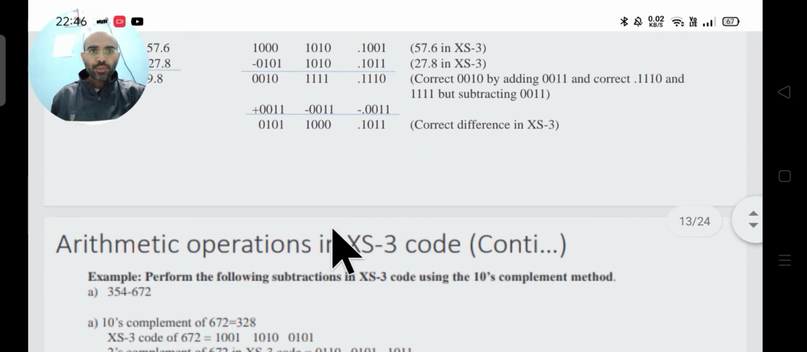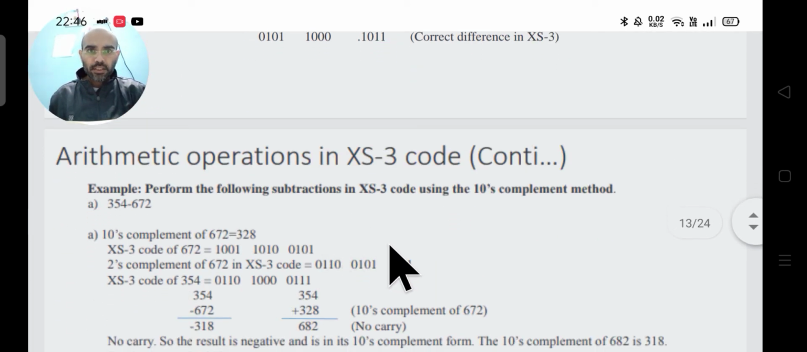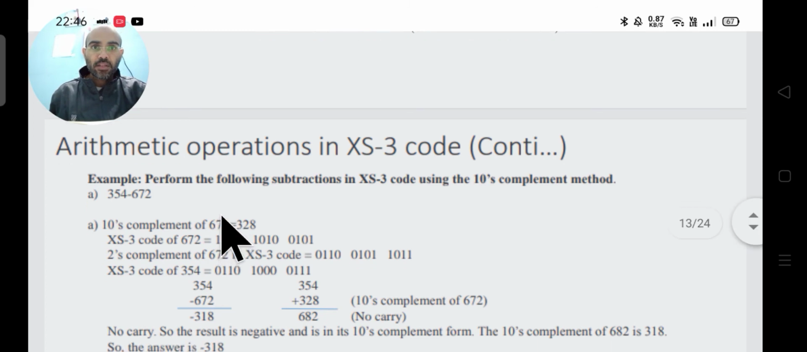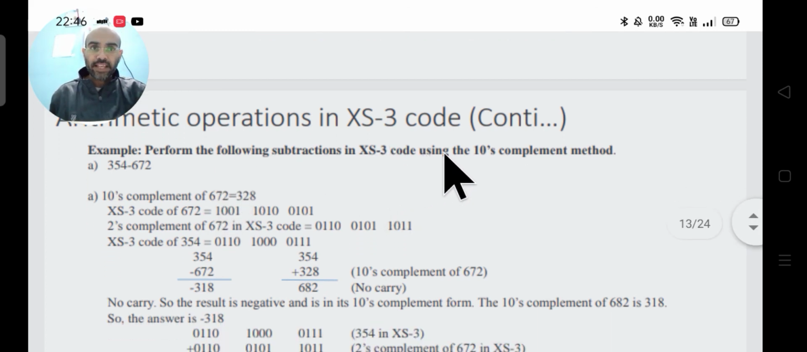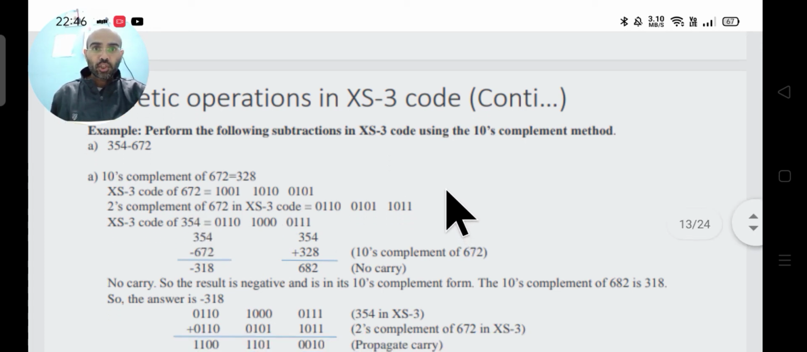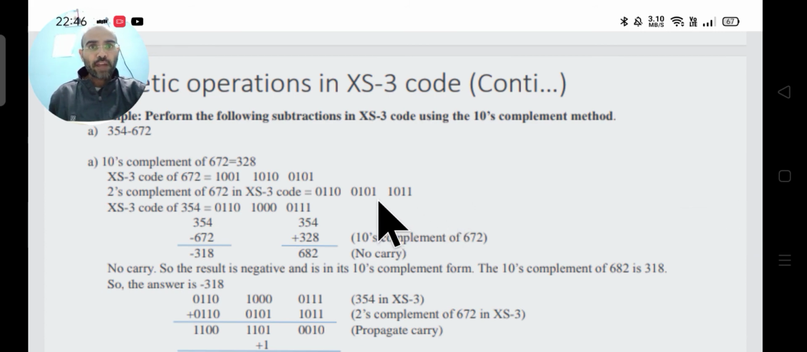Now moving on to the other operation. In the previous one, while seeing this BCD subtraction, we have used 9's complement. Here we will use 10's complement to perform the subtraction in excess 3. So let's perform the following subtraction in excess 3 code using the 10's complement method. So how will we do that? Again, the method is very simple, not difficult, but the only thing is we have to be careful and follow the same rules.